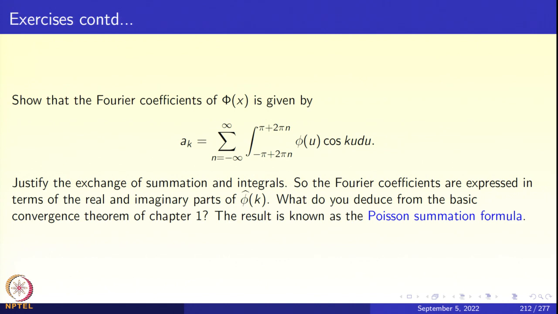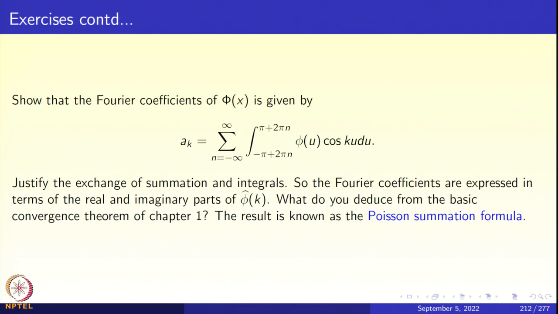Find the Fourier coefficients of this capital phi of x. Of course, as in the previous case of the Jacobi theta function identity, here also you will have the job of exchanging summations and integrals. First, you have to show that when I sum little phi of x plus 2 n pi, n going from minus infinity to infinity, the sum is a smooth function. That also you have to check. And the Fourier transform has to be evaluated at the integer points k, and you're going to get the Fourier coefficients.